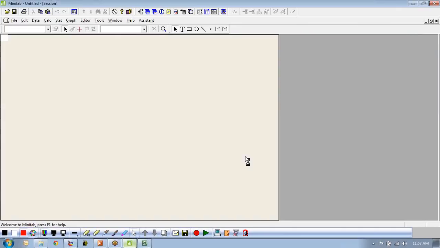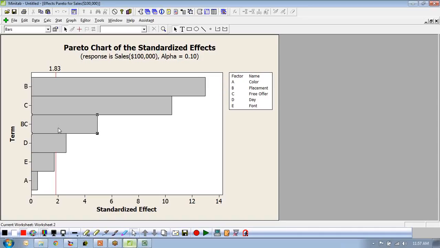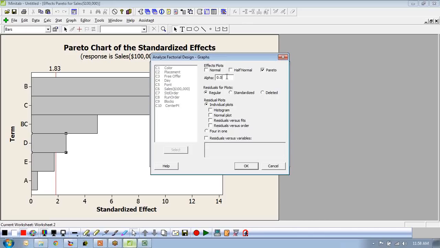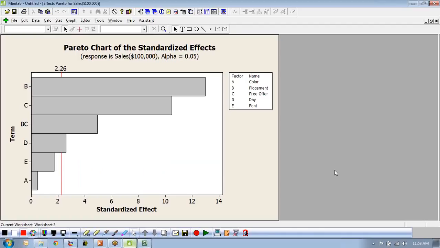Click OK. Now we got our p-values, and there it is. There's my model: B, C, D, and BC. Now, if you want to be less aggressive at this point and look at 0.05, that's fine with me. Again, I like to be a little bit more aggressive. In this case, both roads lead to Rome: B, C, the BC interaction, and D.